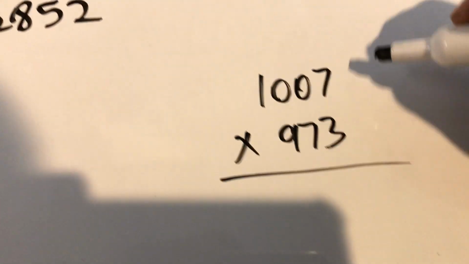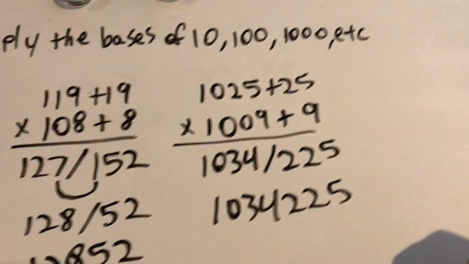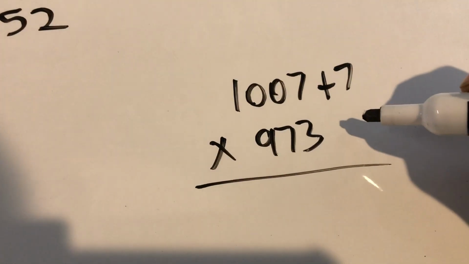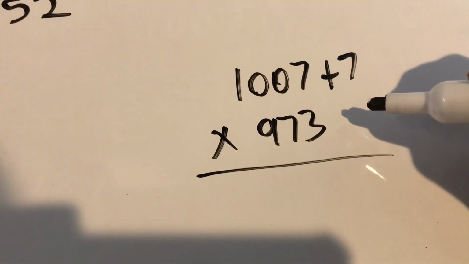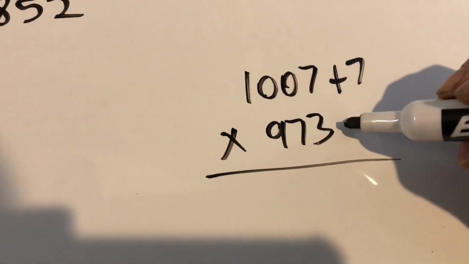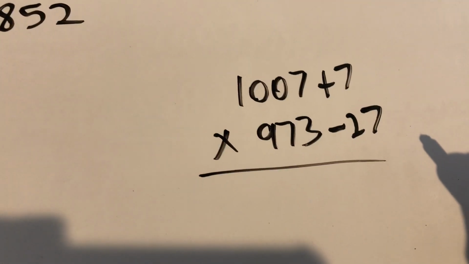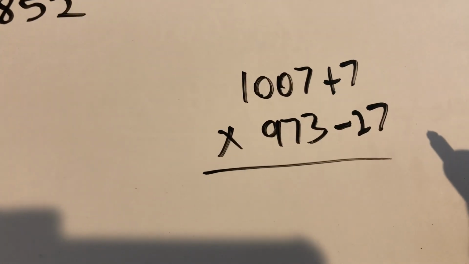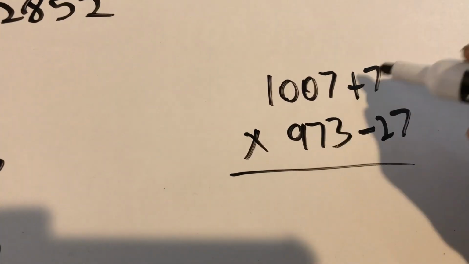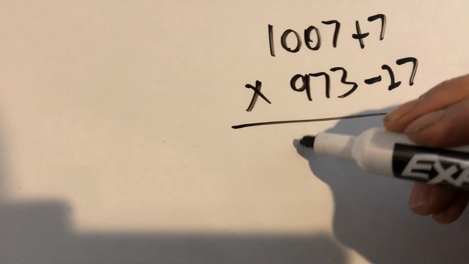Next one. 1,007 times 973. First things first, we're going to do it with a base of 1,000. So we'll put plus 7 out here. And 973 is below the base of 1,000 by, so I'm going to take my time for a moment, 27. So you write negative 27 right here, because 1,000 minus 973 equals 27. Next step is we have two ways we can do this. We can crisscross subtract or crisscross add. Either way, you get the answer 980. So you write 980 on your left side.